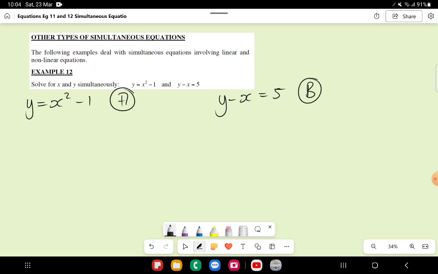So what are you going to do? Same thing you do with linear. Write everything in terms of one equation. So on B, I'm going to write y is equal to x plus 5. That's where I start.